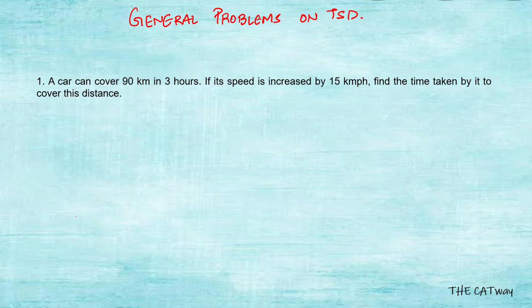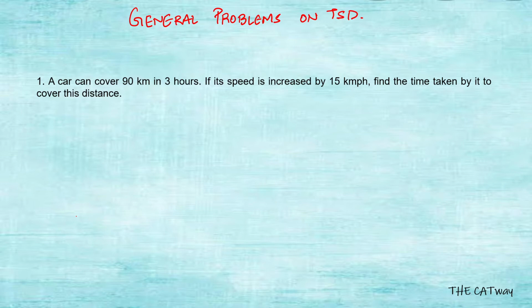In this video, we are going to solve a few general problems on TSD. Let us start with the first question. A car can cover 90 kilometers in 3 hours. If its speed is increased by 15 kilometer per hour, find the time taken by it to cover the distance.